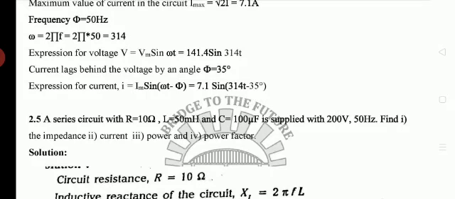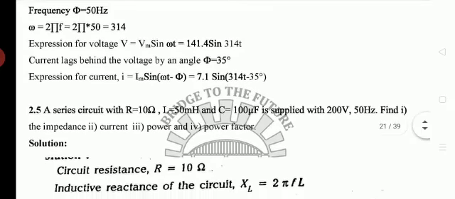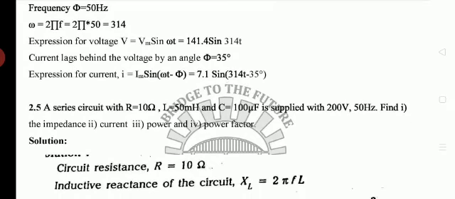So now you just substitute into the standard equations. Hence we get the expression for voltage V equal to Vm sin omega t, where Vm is 141.4, so V equal to 141.4 sin 314t. Similarly the current is lagging behind the voltage, that is what I told, phi equal to 35 degree. Sorry, here note that I told before starting the problem, the standard equation for current is I equal to Im sin omega t.